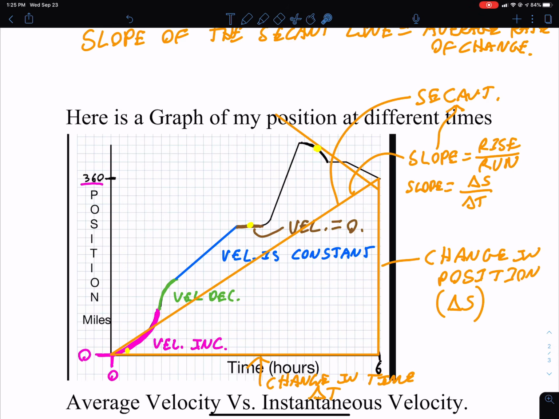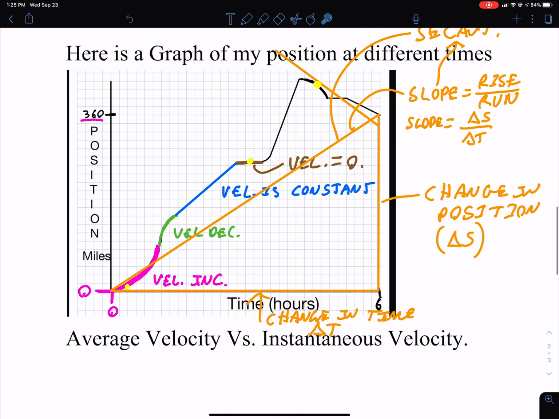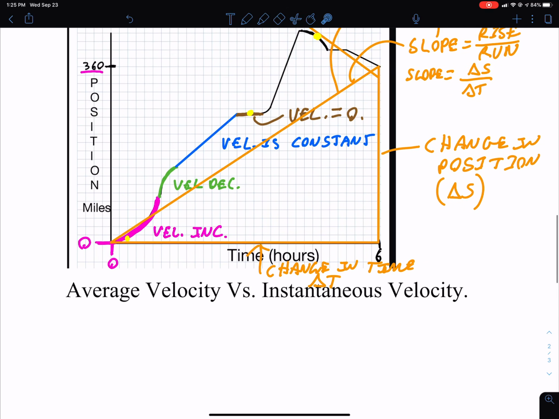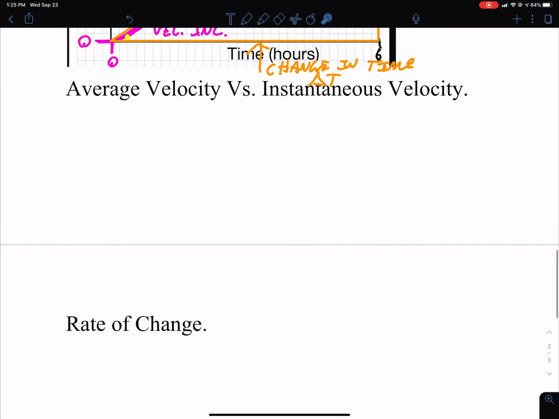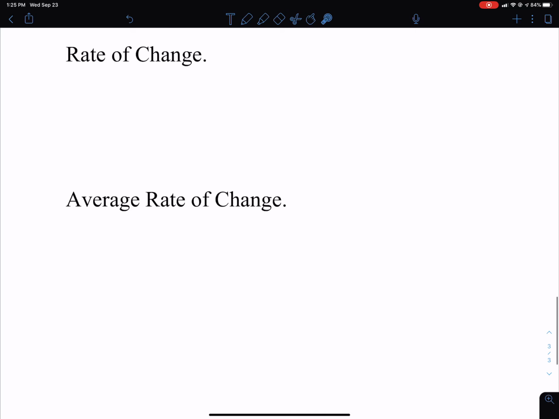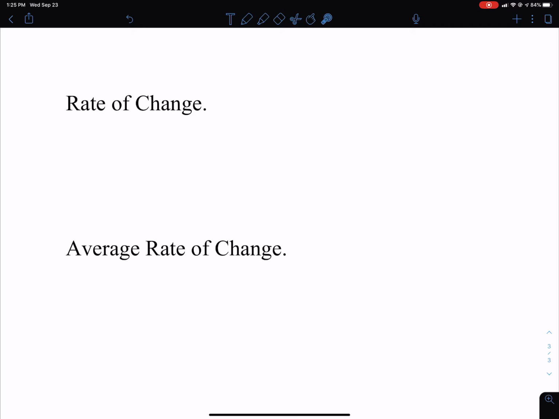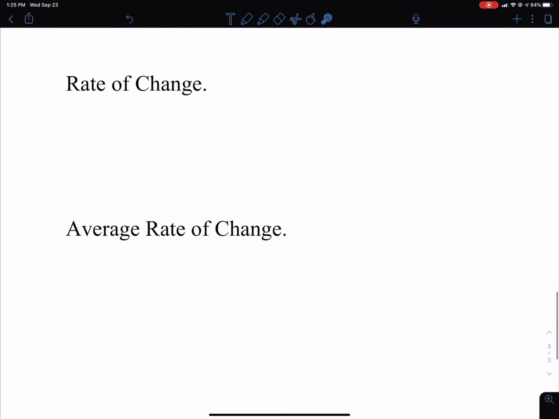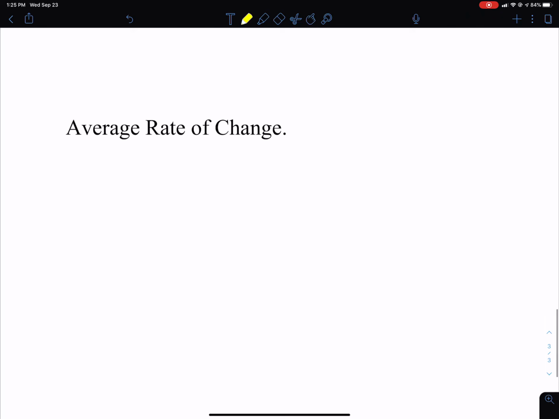The slope of a tangent line gives you the instantaneous rate of change, and a secant line gives you the average rate of change. And I have it as velocity, but those are rates of change. So, average rate of change. Here is the general formula that you need to know. In general, we put f of b minus f of a over b minus a. That is a formula you have to know.